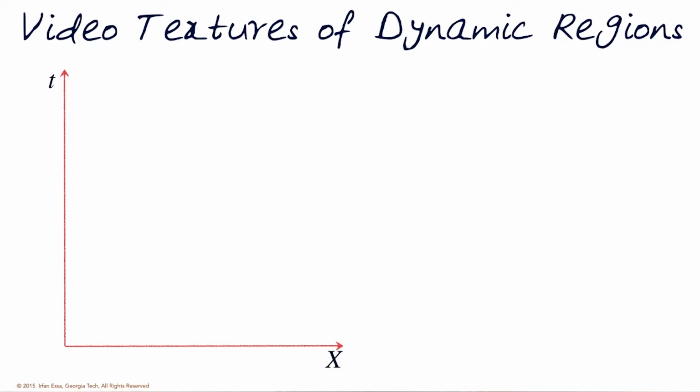So now how do we generate the video textures of the dynamic regions? Again, those pixels that were just the dynamic parts of the image are the ones we're now going to figure out how to convert into video textures. To start thinking about it, I'm laying this whole thing out: this is the y-axis, this is x, and this is time.